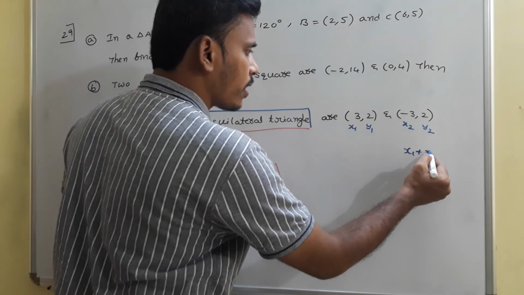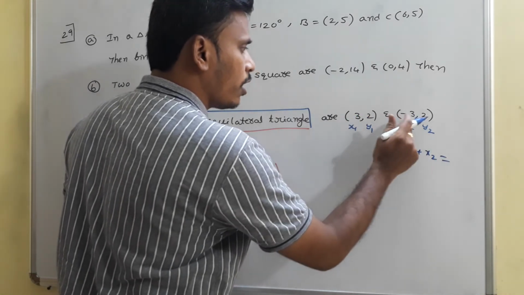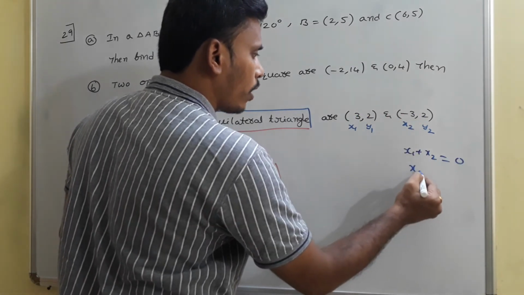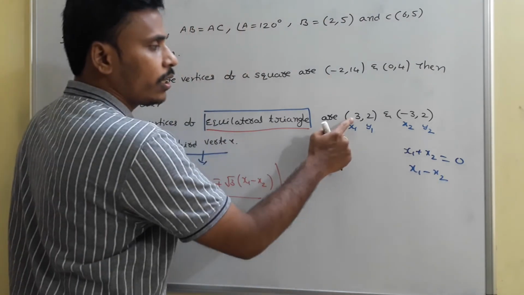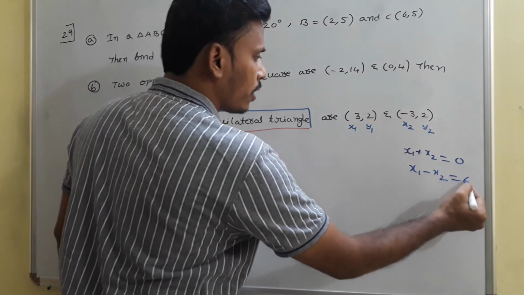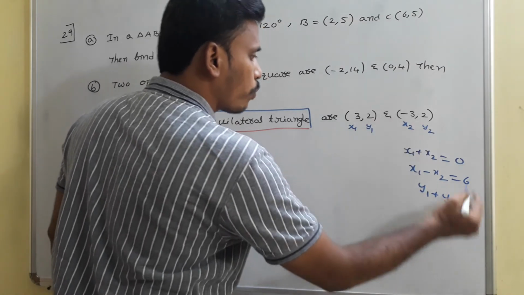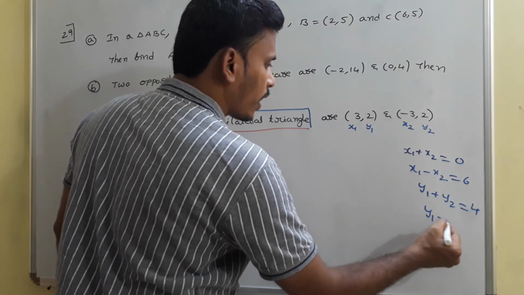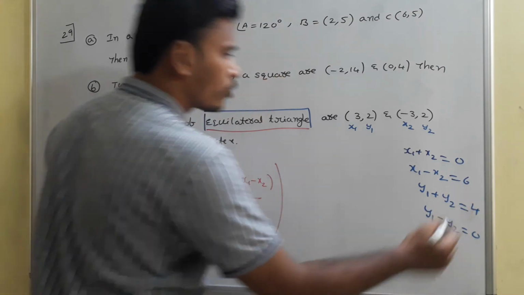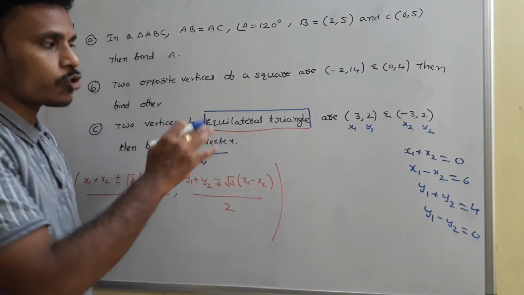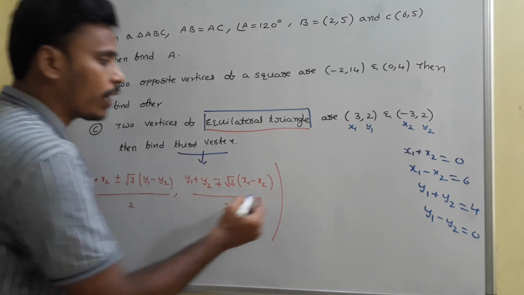What is x1 plus x2? 3 minus 3 is 0. And what is x1 minus x2? 3 minus of minus 3, that is 6. Then collect y1 plus y2: 2 plus 2, which is 4. And then y1 minus y2 is equal to 0. So I have x1 plus x2, x1 minus x2, y1 plus y2, y1 minus y2.